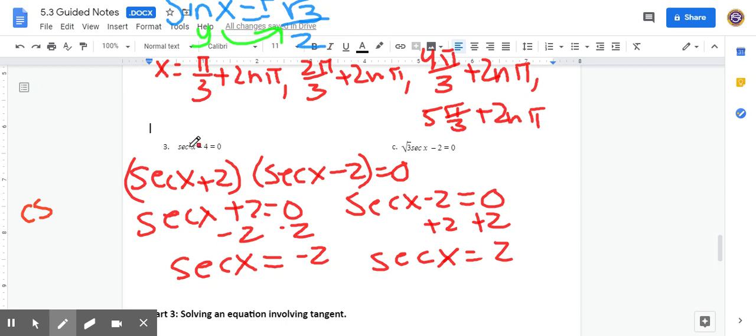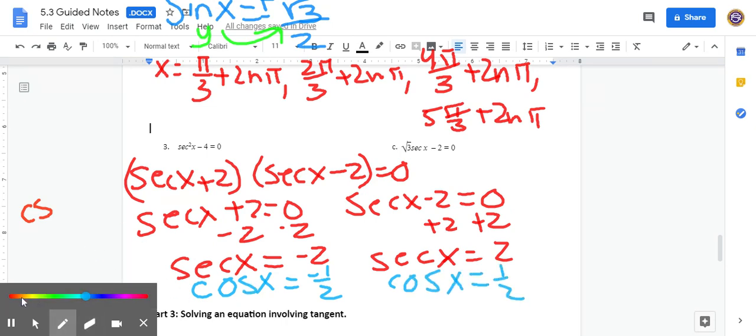Or you could also solve this one like we solved the one previous and take square roots if you wanted to. So here, now we need to flip. So secant is the reciprocal of cosine. So this is really saying the cosine of x equals negative 1/2, and the cosine of x equals positive 1/2. And cosine goes with x. So we're looking for an x that's negative 1/2 and an x that's positive 1/2.